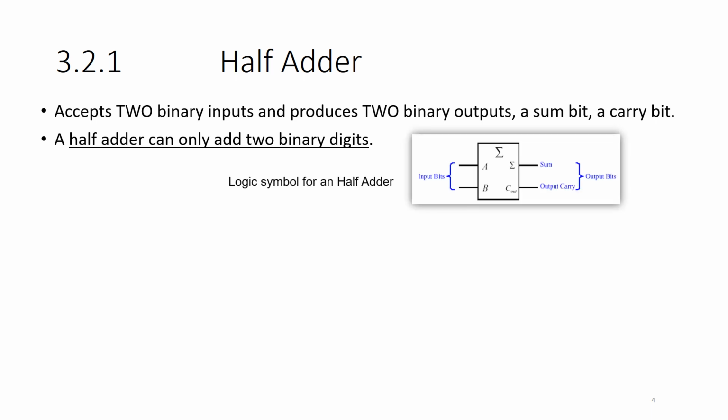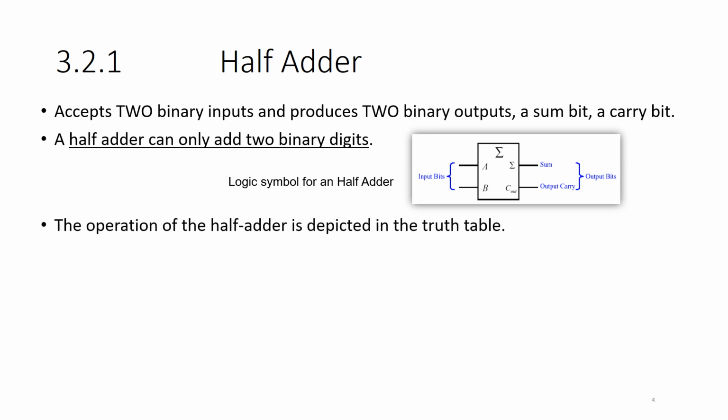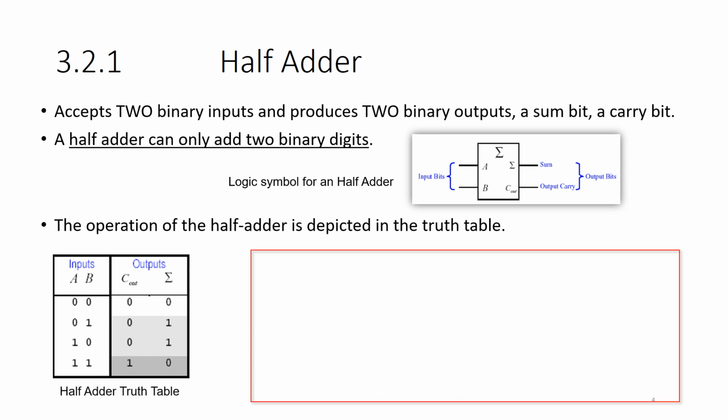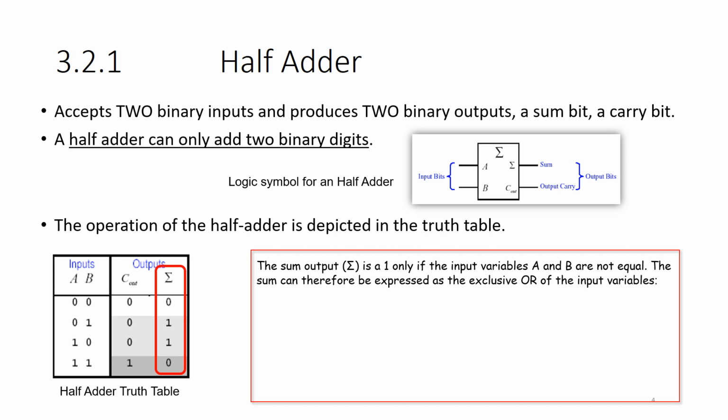So this is the logic symbol for a half adder, two inputs and two outputs. The operation of the half adder is depicted in the truth table. There are two inputs A and B and two outputs, C out and sigma. The sum output is a 1 only if the input variables A and B are not equal. The sum can therefore be expressed as the exclusive OR of the input variables. Sum equals A bar B plus A B bar. This is XOR, as in equation 1.